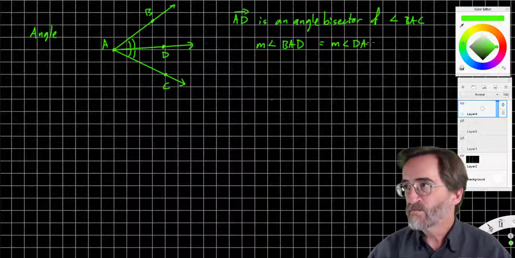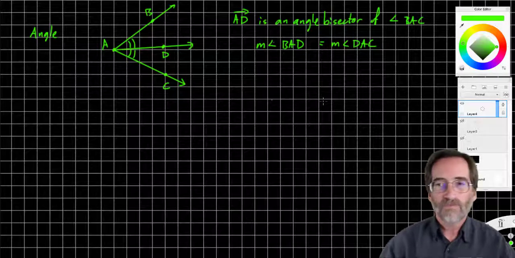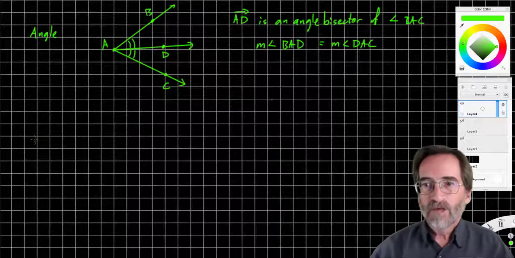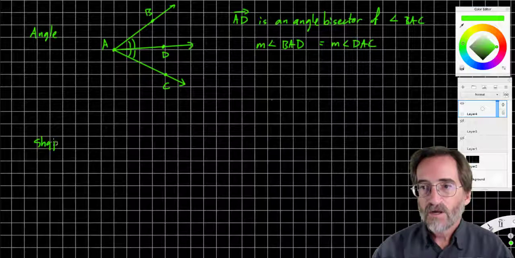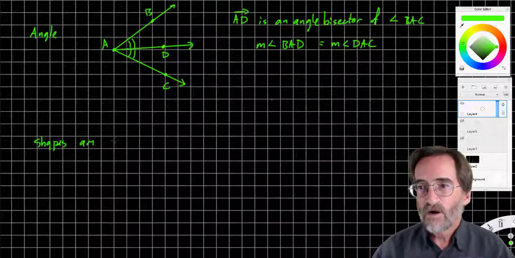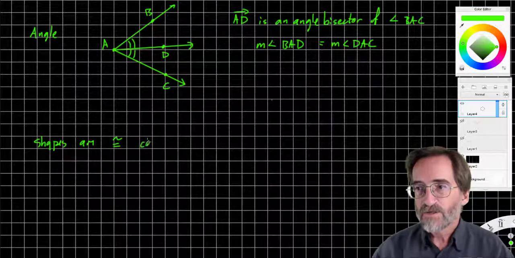Now here's a point that messes people up as well. I'm going to mention this because this is important. Shapes are congruent. The symbol is congruent.